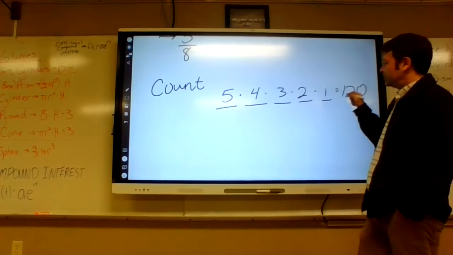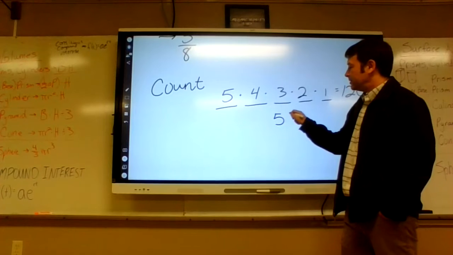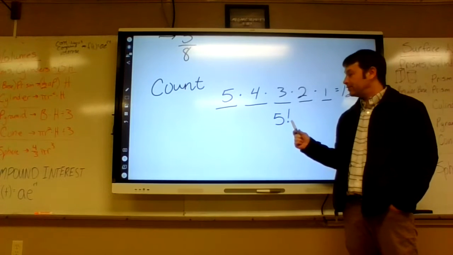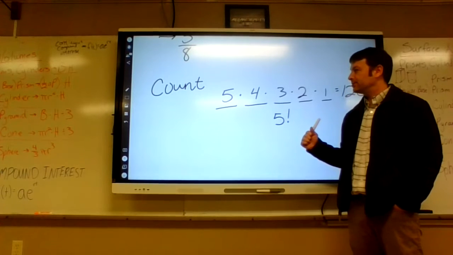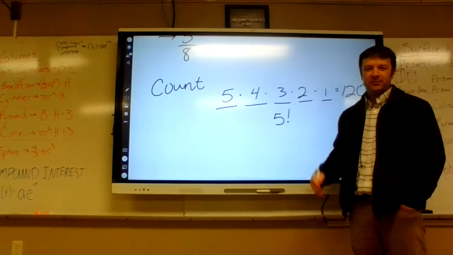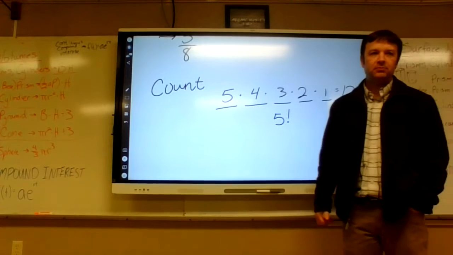So that would be 120. The fast way to do that is called 5 factorial, and there's a button on the calculator that does it really quickly. It's in different places on every calculator.